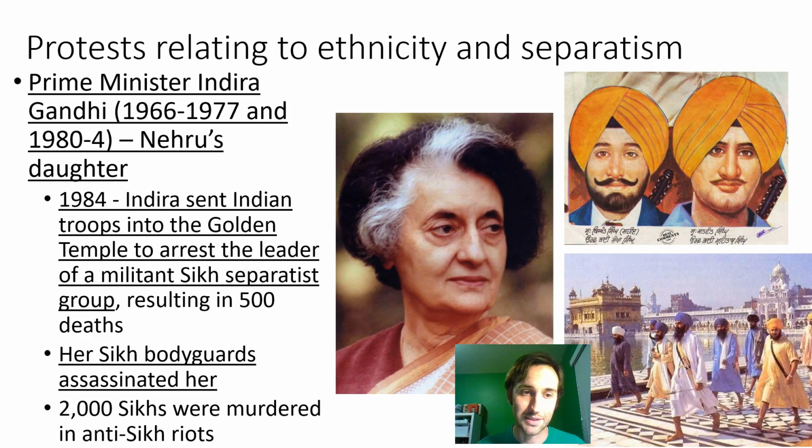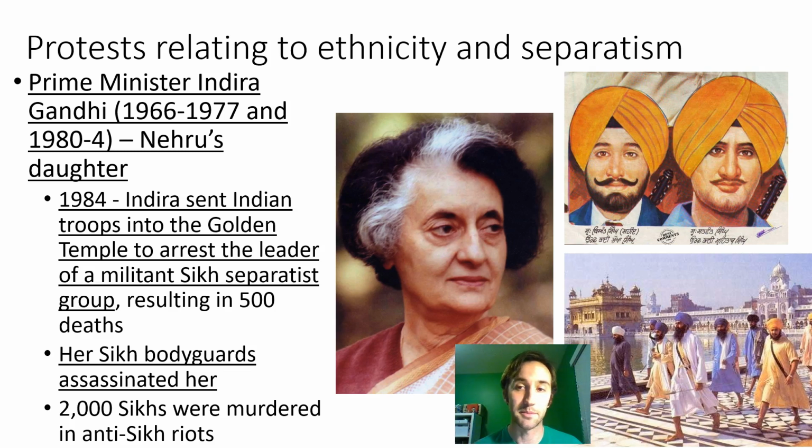1984, Indira sent Indian troops into the Golden Temple to arrest the leader of a militant and violent Sikh separatist group. And so here's some Sikh men around the temple, but we started to get a little violence and threats from the Sikhs. So she sent in the army to the temple. 7 tanks were brought into the area of this holiest site, and 500 people died in the battle. So the Sikhs were going to be pretty mad after this.